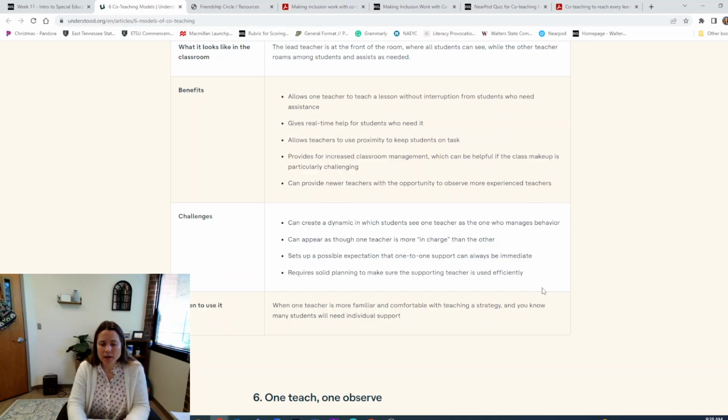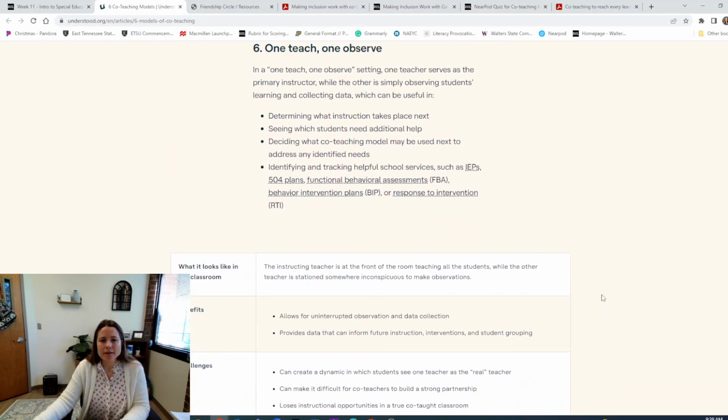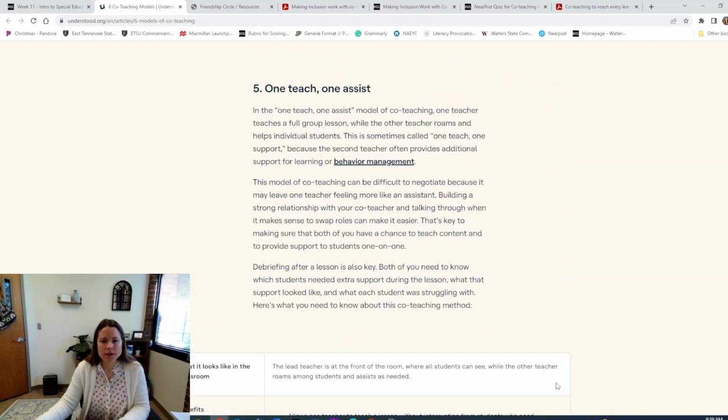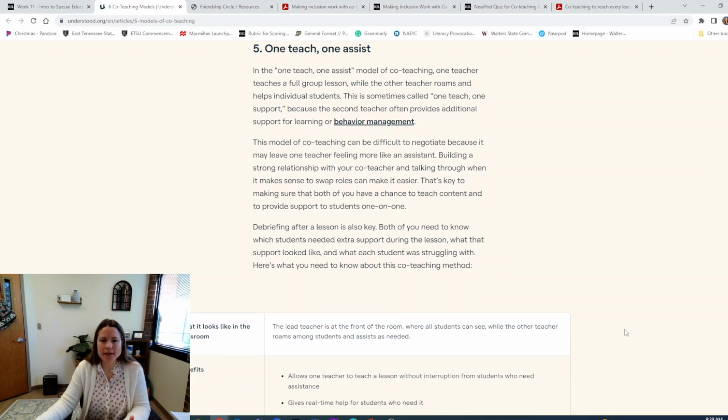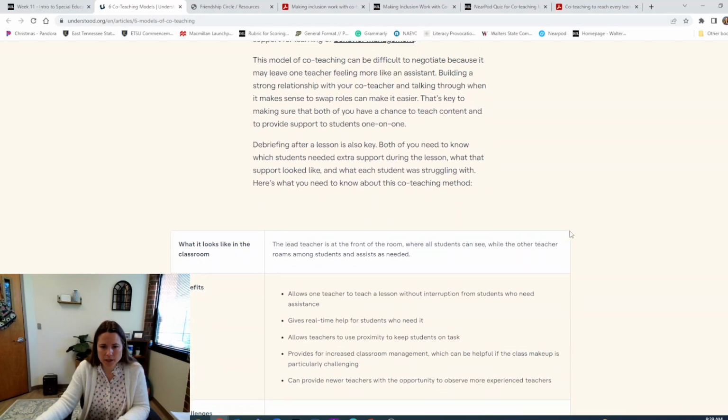So any kind of strategies you've tried, if this is one that you feel is useful and works really well, then you can use it. The last one is one teach, one observe. Now, people get these confused. One teach, one assist, we really look at support for learning or behavior management, right? Because sometimes we call this one teach, one support.